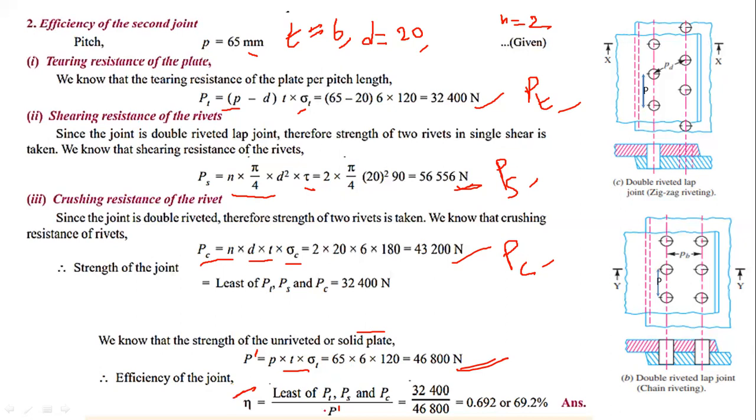Already we know the formula for efficiency. Efficiency equal to the least value of tearing strength, shearing strength and crushing strength, divided by the strength of the unriveted or solid plate, P dash. From the three values Pt, Ps and Pc, we have to observe the least strength. Here the value is 32,400, this one is 56,000, and this one is 43,000. So Pt is the least value. Pt equal to 32,400 divided by the strength of the solid plate, 46,800. The efficiency of the double riveted lap joint is 69.2%.